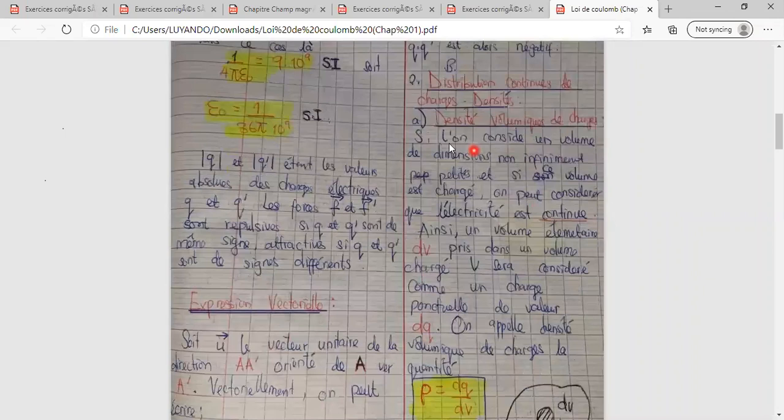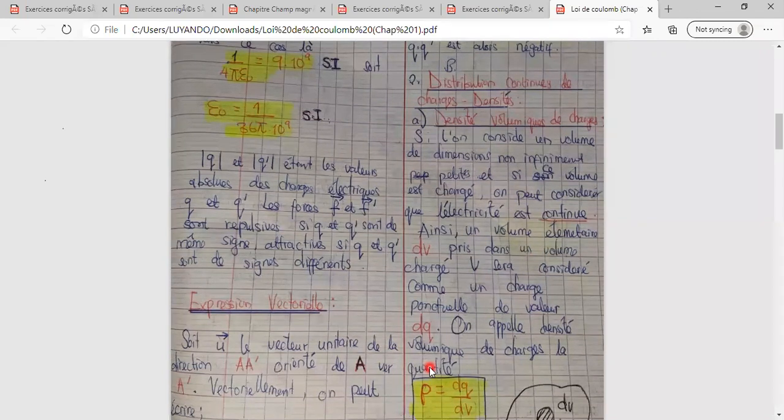Si l'on considère un volume de dimension infiniment petit et si ce volume est chargé, on peut considérer que l'électricité est continue. Ainsi, un volume élémentaire dV pris dans un volume chargé V sera considéré comme une charge ponctuelle de valeur dQ. On appelle densité volumique de charge la quantité. So I'm going to explain this.